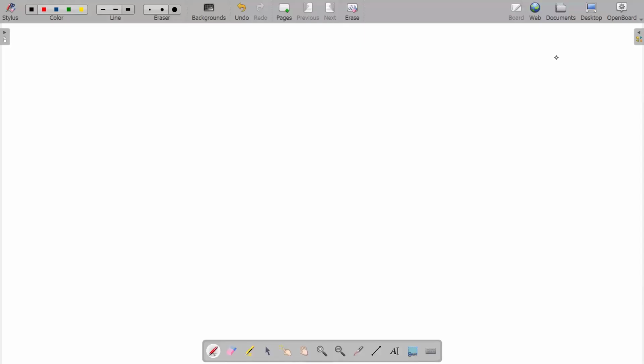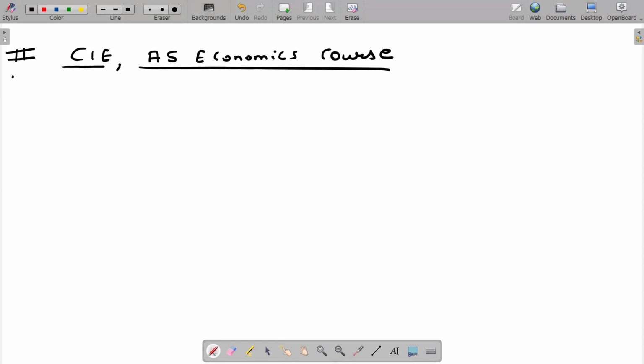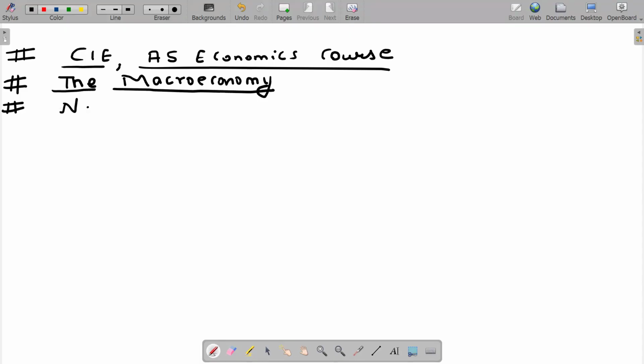So I'm just writing the main heading for completeness. We are looking at the Cambridge International Education AS Economics course. We are looking at the macroeconomy module. This is the main module, the macroeconomy. And within this, the chapter we are discussing is national income statistics.